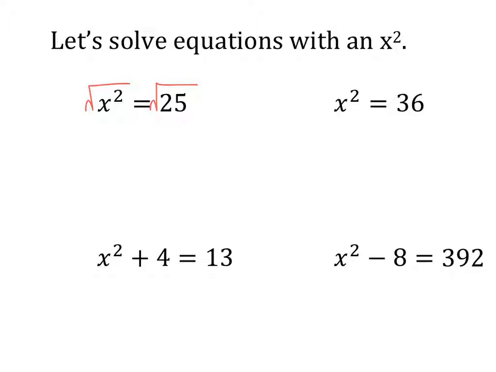So we are just left with x on the left-hand side equals, and then we have to think about the numbers that multiply to give us 25, a number that multiplies by itself to get us 25. So our answers are going to be positive 5, right?